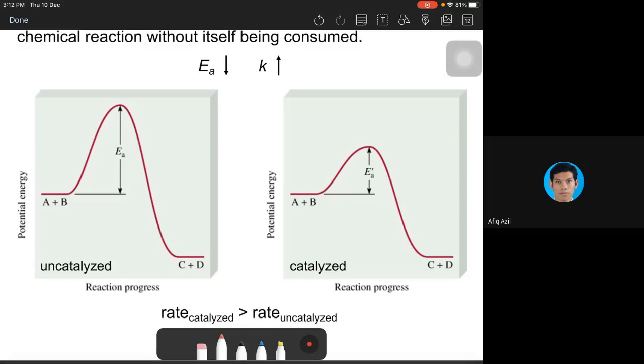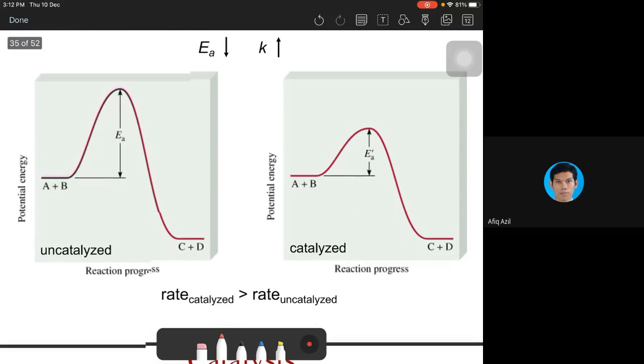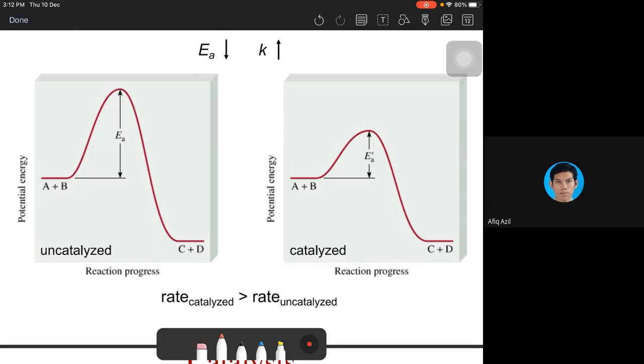So the function of the catalyst is basically to reduce the activation energy. Okay, if you look at this, uncatalyzed, the Ea value is higher, but if you add a catalyst, the Ea value will become lower. Thus, a lot more of the reactant may be able to pass the Ea value and proceed to become the product.